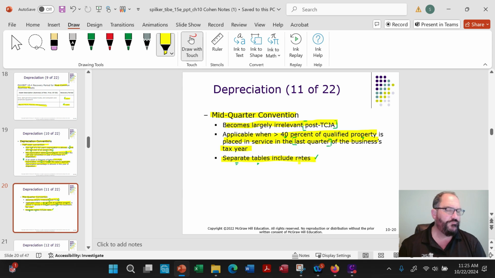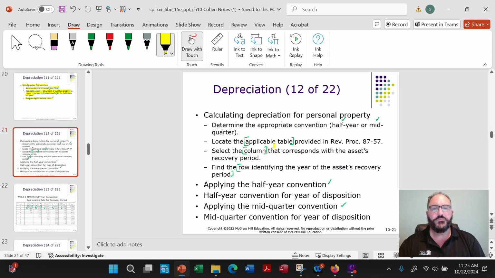Okay, and we'll still calculate it as part of the class. So when you take a look, you have to determine first, should it be half year or mid-quarter? Locate the proper table, select the column, and then find the row. Okay, apply the half year convention, half year for the disposition, or apply the mid-quarter convention, and mid-quarter. So let's take a look.